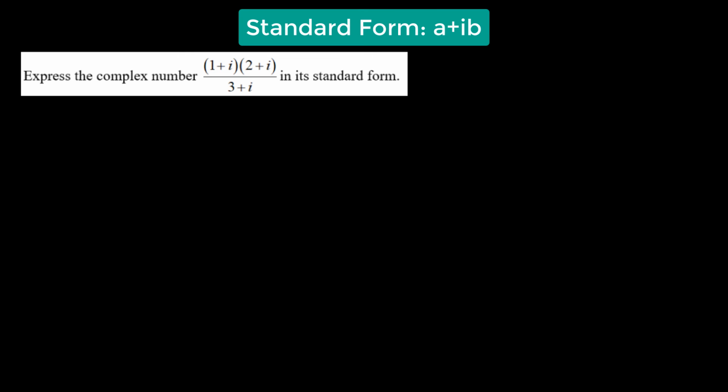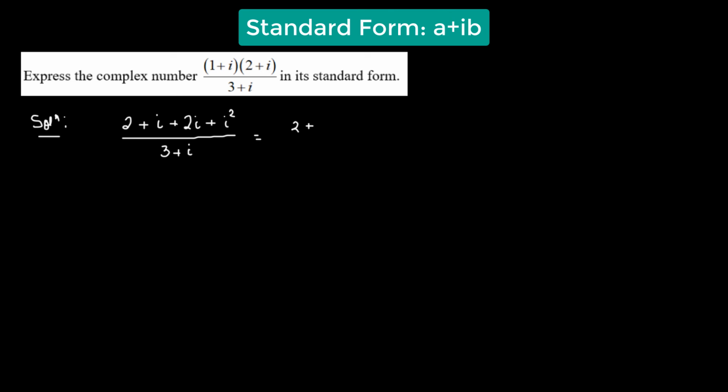In this question, we have to express the complex number 1 plus i multiplied to 2 plus i divided by 3 plus i in its standard form. So let us first find the product in the numerator, product of the two given complex numbers. So we have 1 plus i multiplied to 2 plus i. So that would give us 1 multiplied to 2 is 2 plus 1 multiplied to i is i plus i multiplied to 2 gives us twice i plus i times i is i squared divided by 3 plus i.